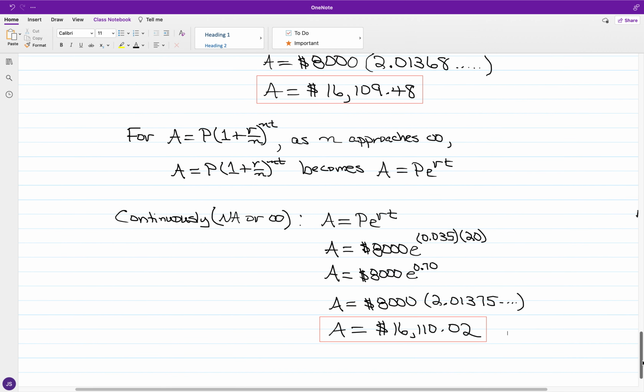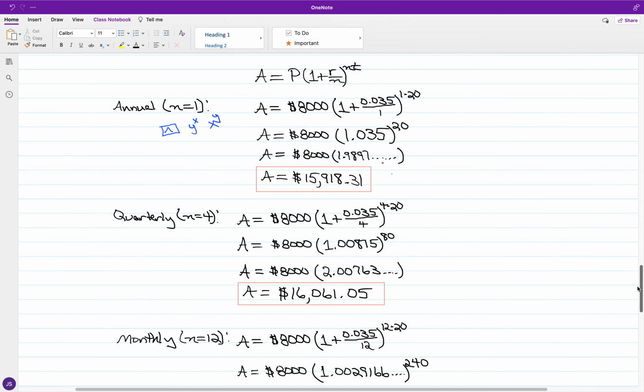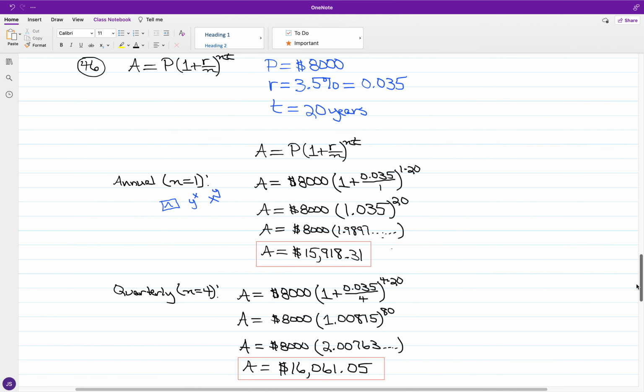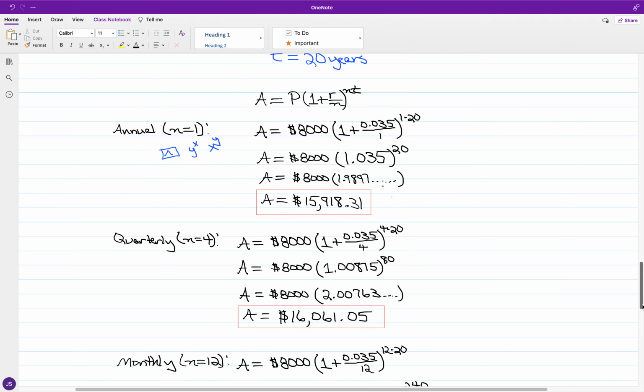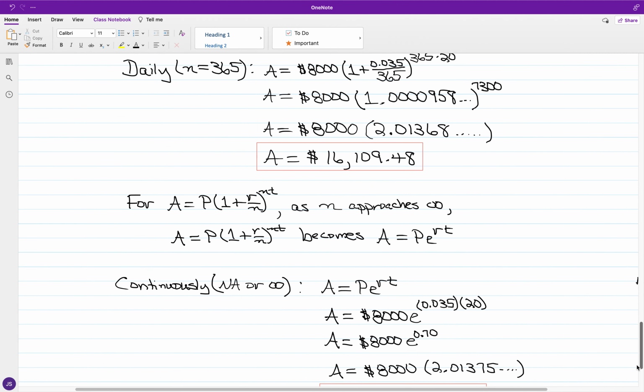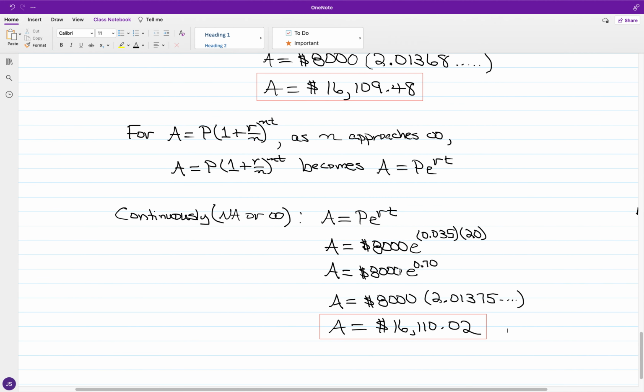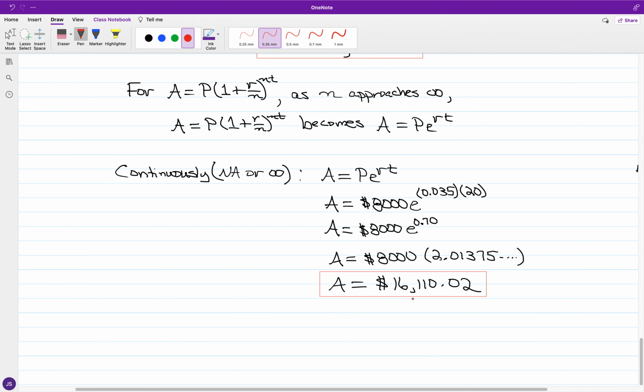So with the 3.5%, you have at the minimum side, in terms of how the 3.5% is applied with the same dollar figure and the time span, the annual, you have 15,918.31, 20 years from now. But in the case of the theoretical maximum, where you had the 3.5% applied continuously, non-stop, you had the future value balance after 20 years right at 16,110.02. So a little bit of a difference here.